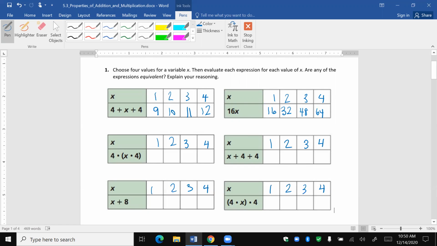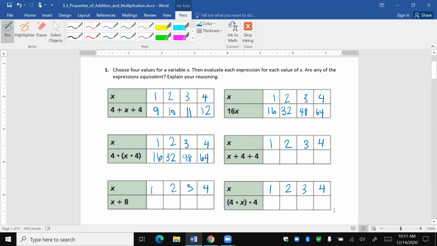Okay, on our next one here, 1 times 4 would be 4, times 4 is 16. 2 times 4 would be 8, times 4 would be 32. 3 times 4 is 12, times 4 is 48. 4 times 4 is 16, times 4 is 64.